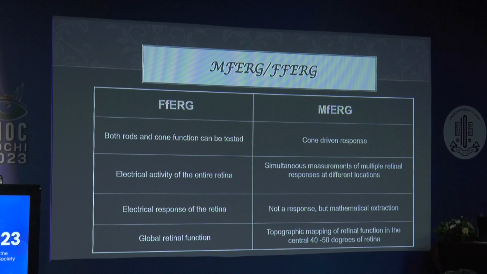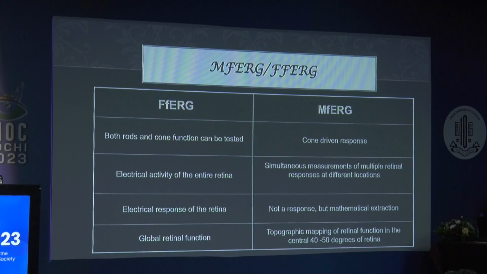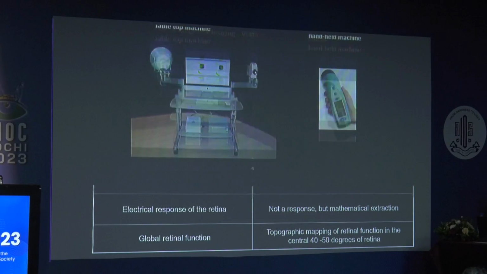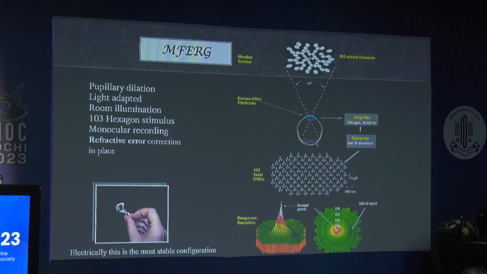If we look at how it differs from a full field ERG, both the responses from rods and cones are given in full field ERG, but multifocal ERG, because it is done in a light adapted condition, gives you responses only from the cones. The full field ERG is a true electrical response, but multifocal ERG is not a true response, it's a mathematical extraction. In the subsequent slides, we will discuss how this happens. This is just the instrumentation which the previous speaker has covered.